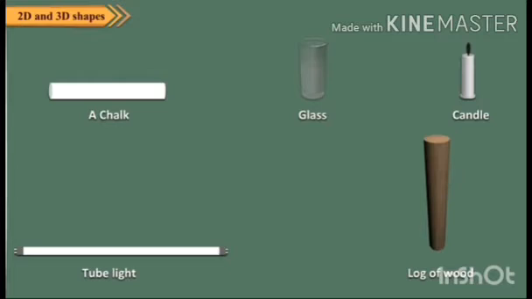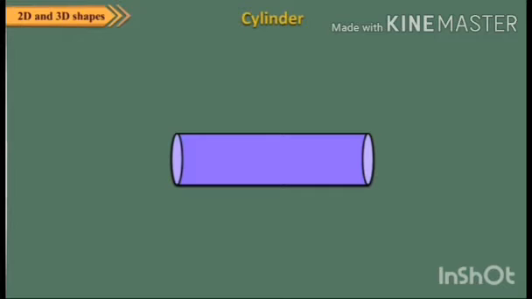Now you see a chalk, glass, candle, tube light, log of wood. These are cylinder shapes, with two plane surfaces and one curved surface. See here, two plane surfaces in the cylinder and one curved surface. There is a curved edge on the plane surface. There are 2 flat surfaces and only 1 curved surface.